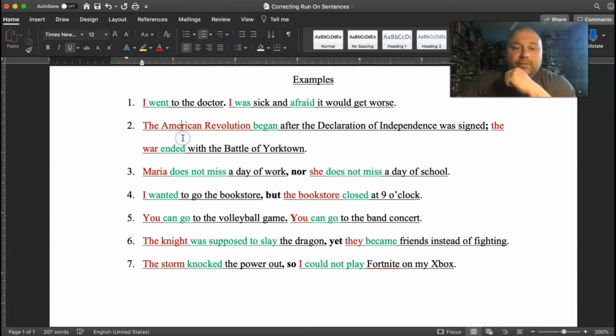Okay? If we look at number one, and let me make this bold so you see this correction. I went to the doctor. I was sick and afraid it would get worse. I made two sentences out of one. Subject, verb, complete thought. Subject, verb, complete thought. It's that simple. Okay?